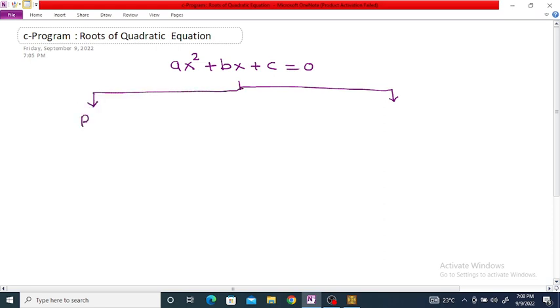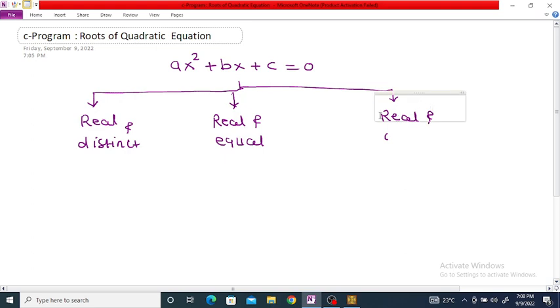First is real and distinct. Second is real and equal. And last is complex, that is, complex roots, not real. So this depends on the sign of b square minus 4ac.